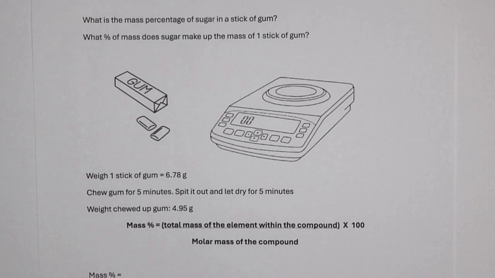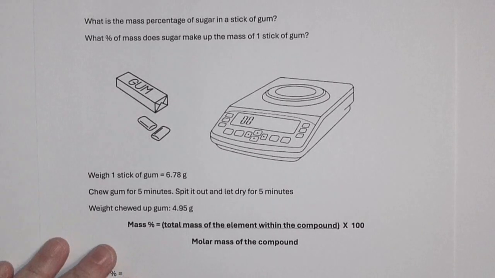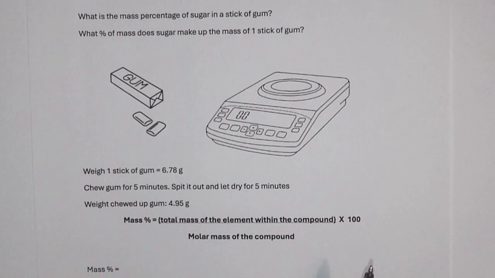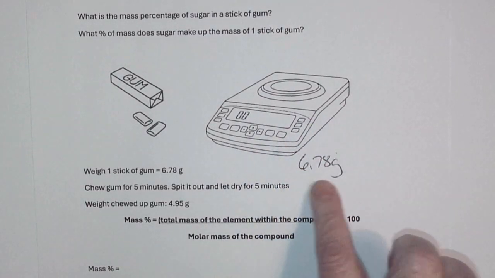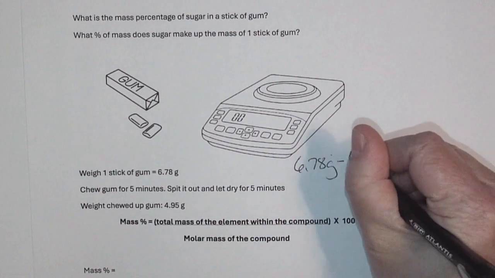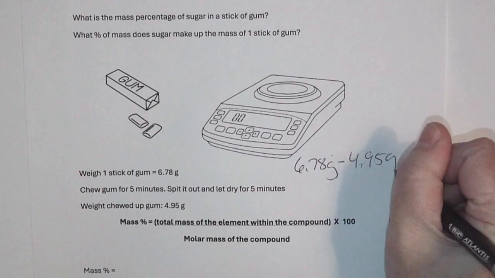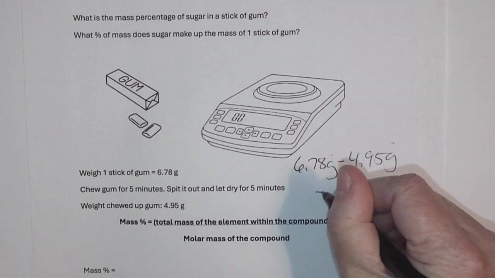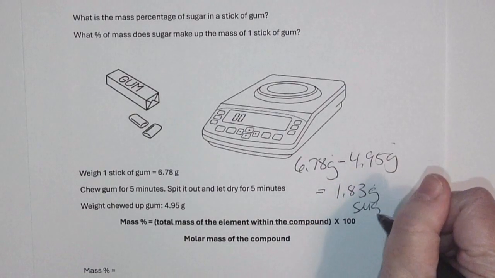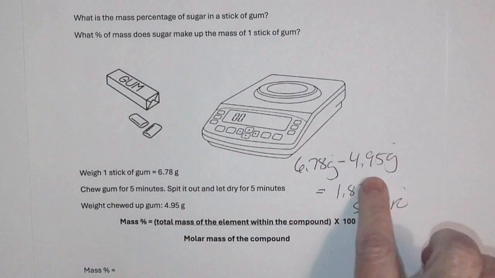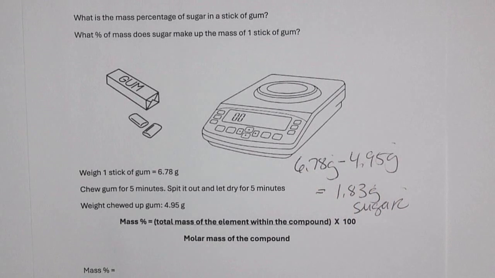We use this information eventually to determine empirical formulas, which will be another video lecture. So let's just use this based on the piece of gum. I'm going to take the mass of the regular gum, and then the chewed up gum that I spat out and let air dry. That difference in mass is how much sugar by mass was in this original piece of gum.